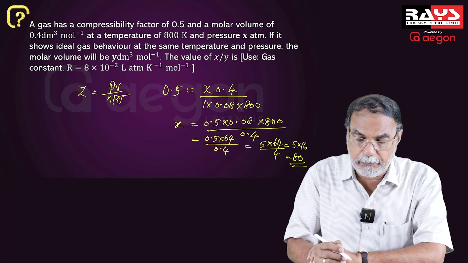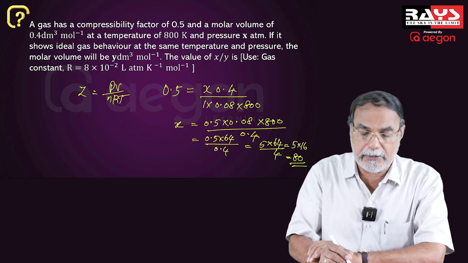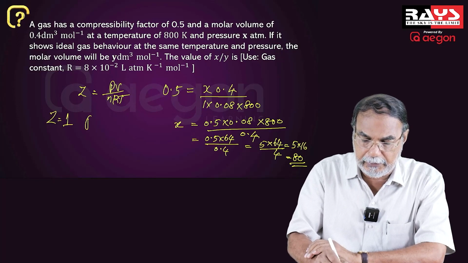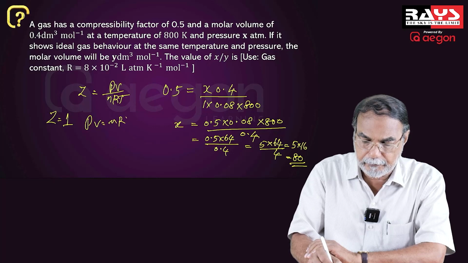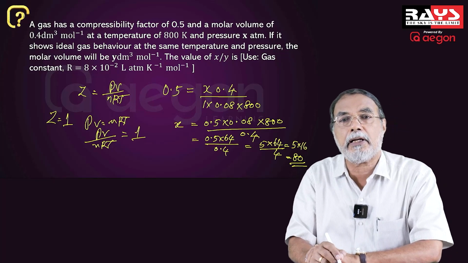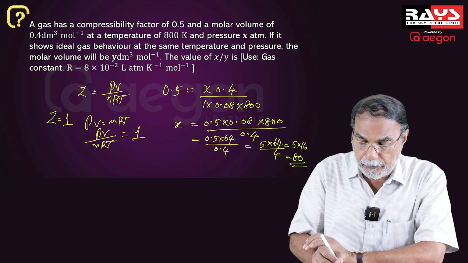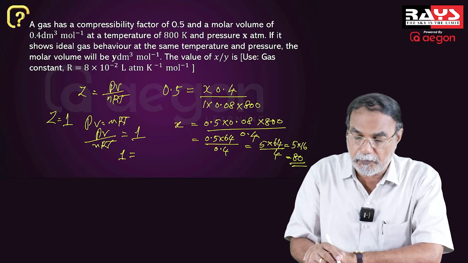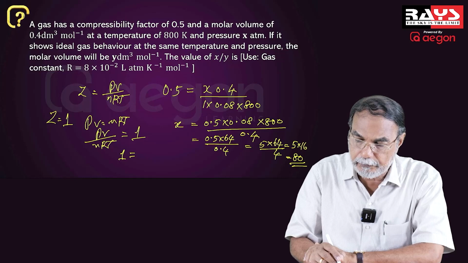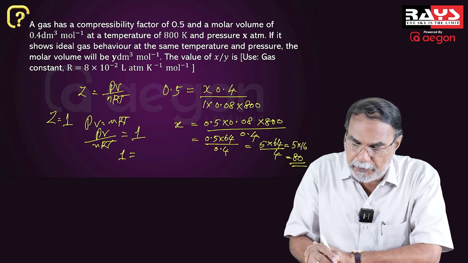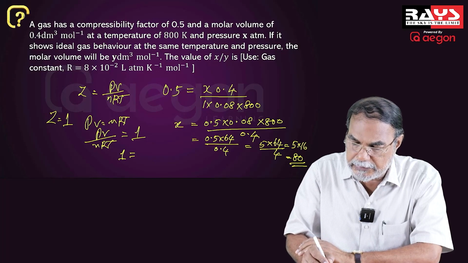If it shows ideal behavior means Z is equal to 1. For an ideal gas, PV is equal to nRT. So PV by nRT for an ideal gas must be equal to 1. So Z is equal to 1 for an ideal gas. So 1 is equal to, at the same temperature and pressure. So the value of X is the same.